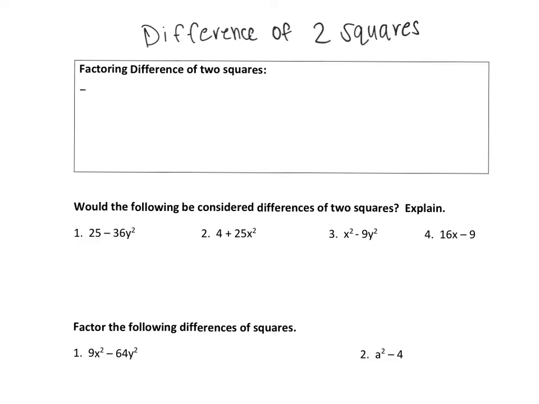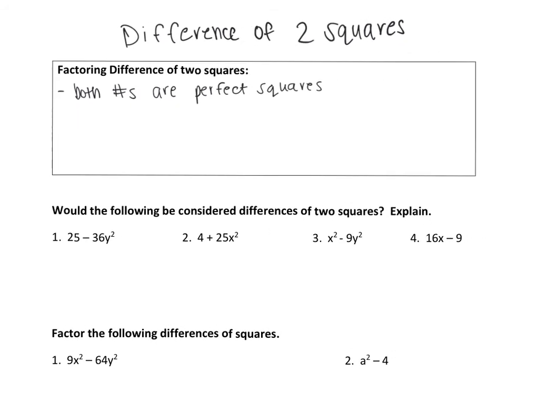So my first part that I'm looking for is making sure that both numbers are perfect squares, okay? And what I mean by perfect squares is if the number could be square rooted evenly, that is a perfect square. So example, the square root of 4 equals 2. Perfect, right? So 4 is a perfect square. Square root of 9 is 3. So 9 is a perfect square. Square root of 1 is 1. So 1 is a perfect square. Okay, that's what I mean by perfect square.